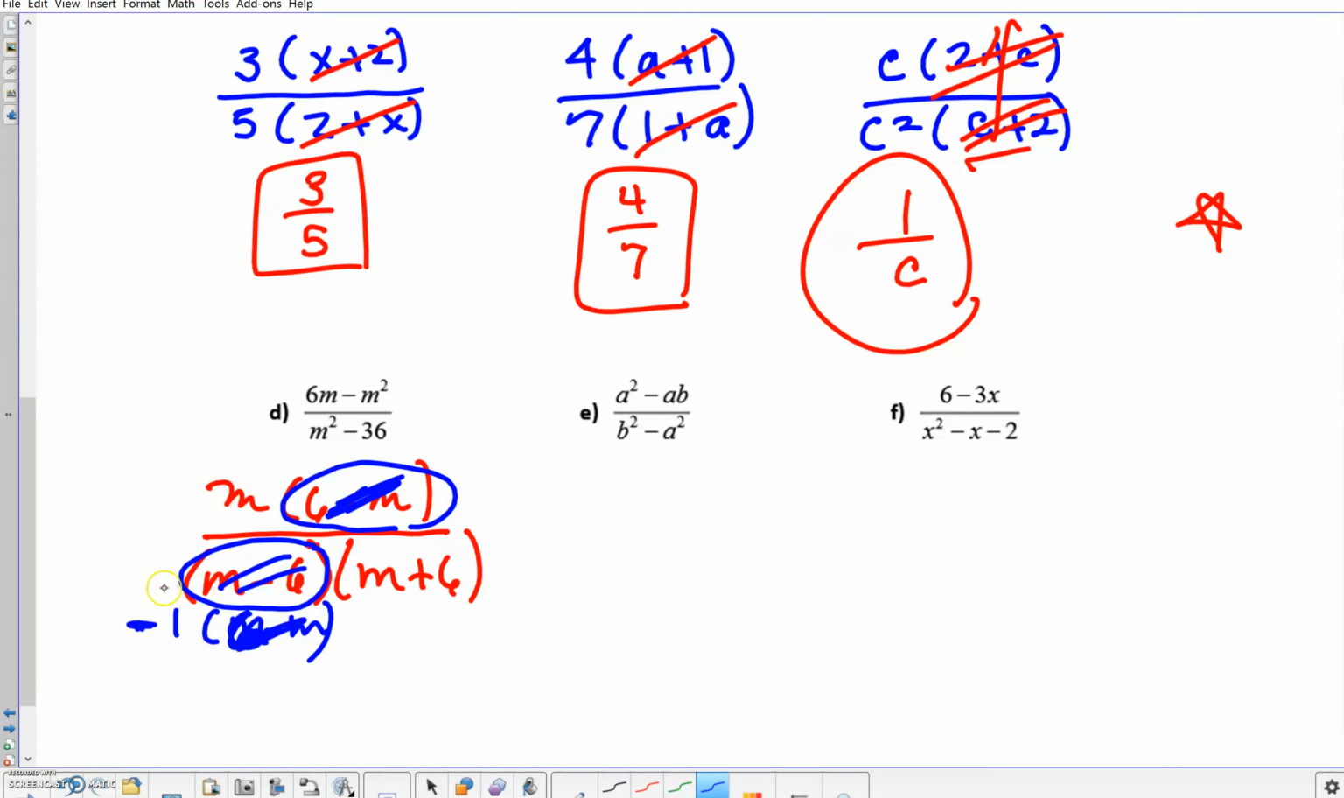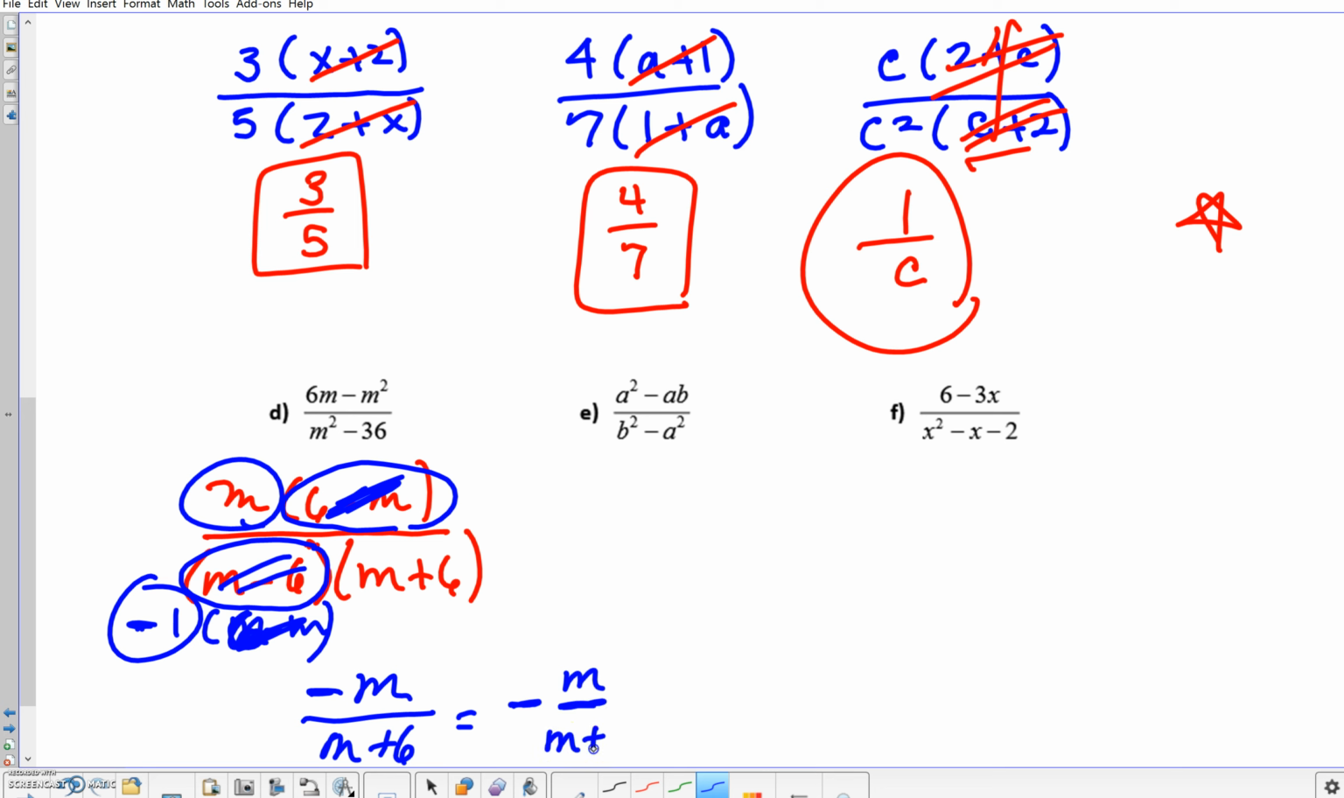I'm left with a negative 1, an M, and an M plus 6. So I'm going to put the negative 1 into the numerator and get negative M over M plus 6. So remember that it does not matter where that negative goes. It can kind of go in the middle here. You probably don't want to put it in the numerator and the denominator, but you could put it in either of those two places, like that.